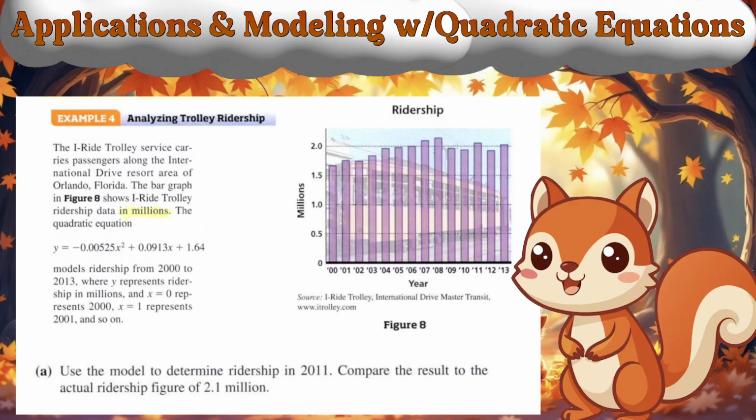The quadratic equation y equals negative 0.00525 x squared plus 0.0913 x plus 1.64 models ridership from 2000 to 2013, where y represents ridership in millions and x equals 0 represents the year 2000, x equals 1 is 2001, and so on. Okay, got it. Great.